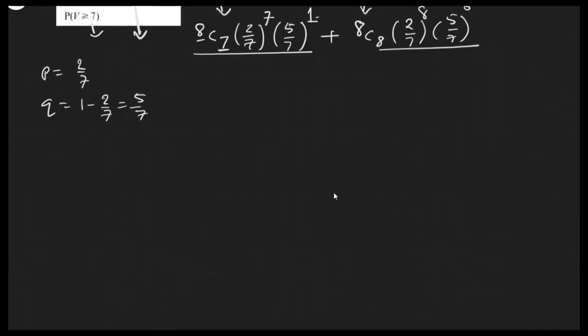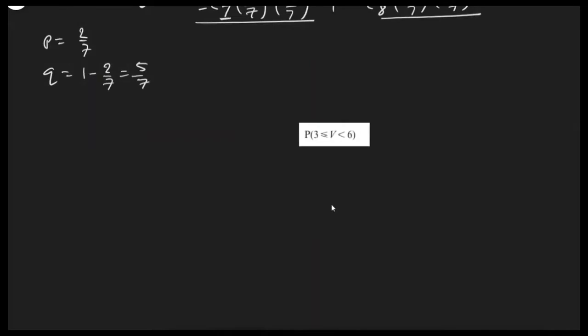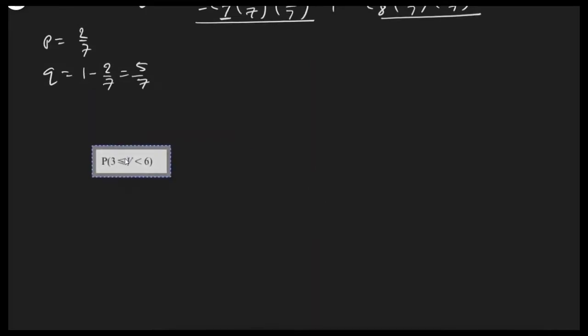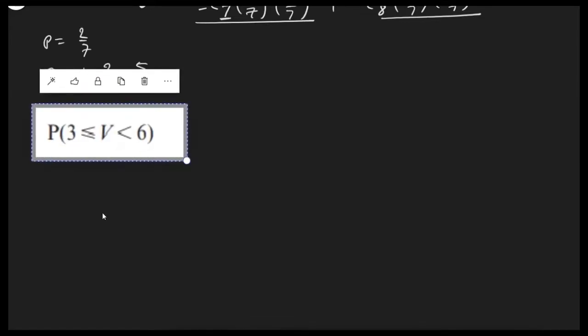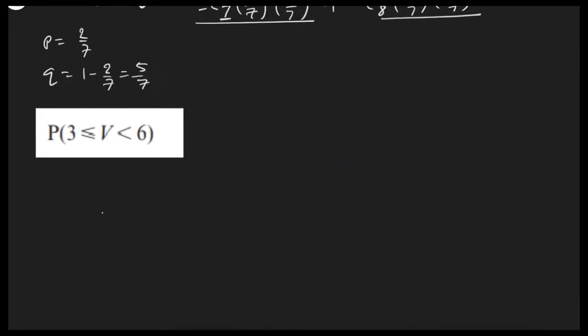Let's take one more example. Same case: the number of trials is 8 and the probability of success is 2 over 7. Now we want the probability of successes between 3 and 6, 3 included, 6 not included. That means 3, 4 and 5. So we will write for 3 first.